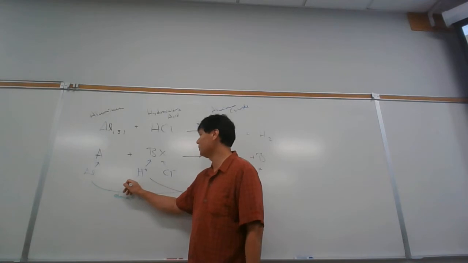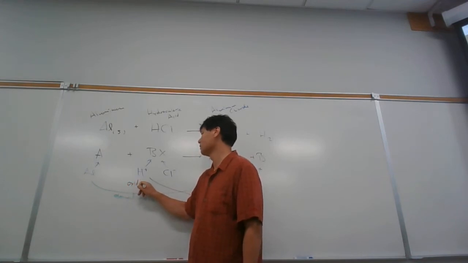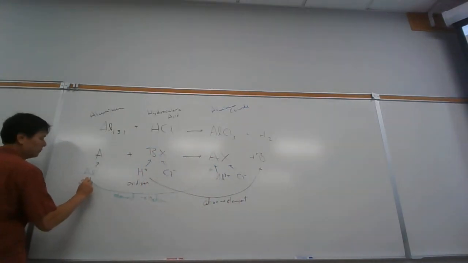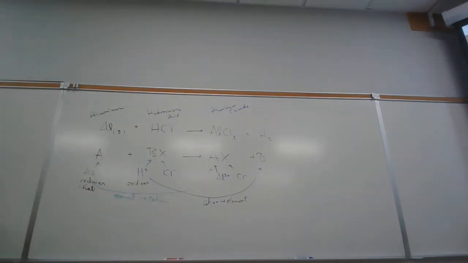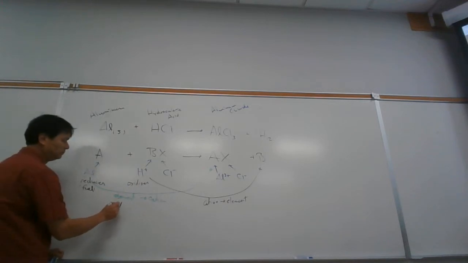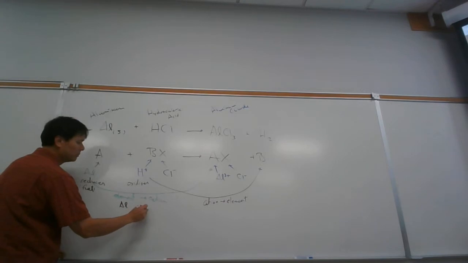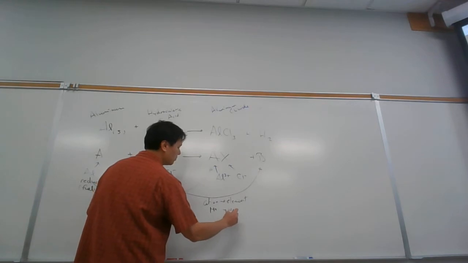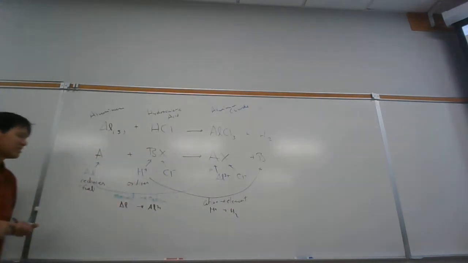So H+ we call the oxidizer. And aluminum is called the reducer, or the fuel. It's a fuel that has electrons to give up. Fuels will have electrons they can give up. Those electrons are going to go to the oxidizer. And the oxidizer can take those. So this is going from aluminum to aluminum 3+. And this is going from H+ to H2. I'm not balancing it quite yet.